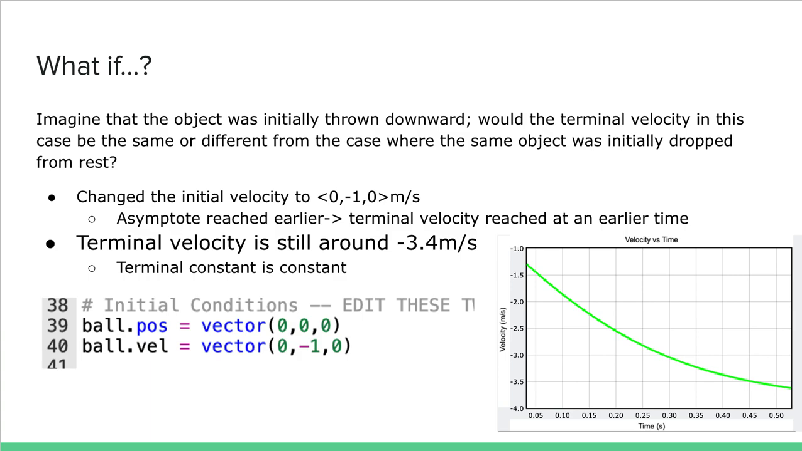Imagine that an object was initially thrown downward with an initial velocity. Would the terminal velocity in this case be the same or different from the case where the object was initially dropped from rest? So I changed the initial velocity in the code to -1 in the y direction just to test this out, and the asymptote was reached at an earlier time. So it reached a terminal velocity at an earlier time, but the terminal velocity was still constant around -3.4 meters per second. So you can see that the terminal velocity in this case would be the same.